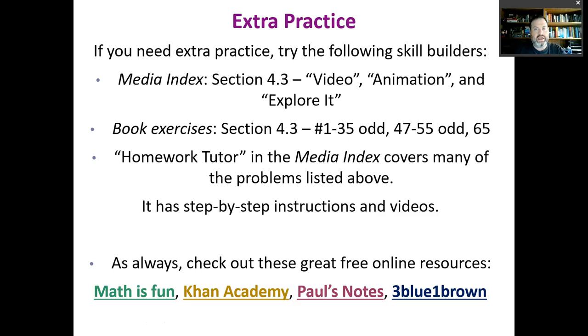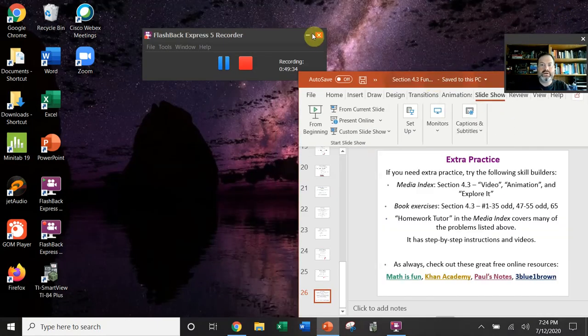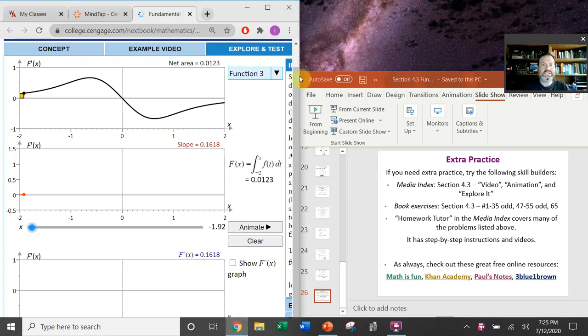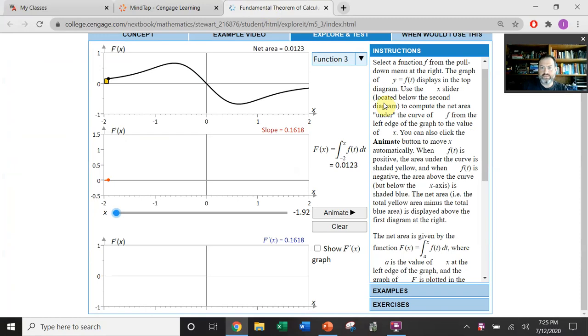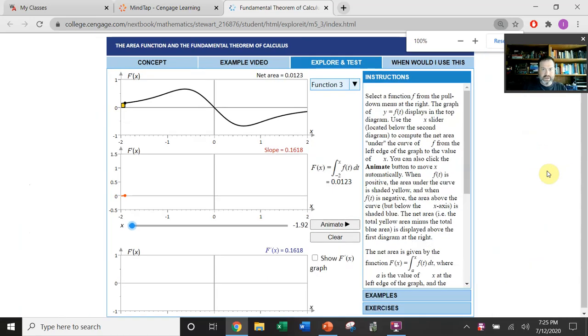So let me go ahead and let's look at the Explore It for what we've just been talking about. Oop, that's too big. All right, so here we go. So here's how this works. Here is just some goofy function, okay?